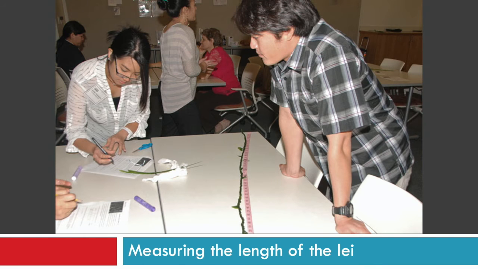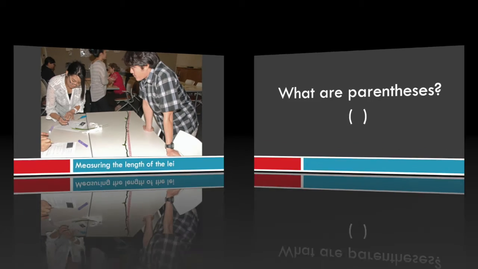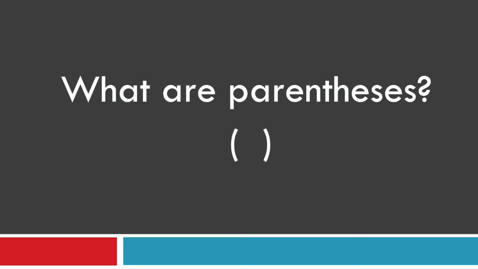Lastly, we had students measure the length of their lay and compared it to the length of the leaves that they started with so that we could make a comparison and calculate how much length was lost. To determine how much length was lost in making our lay, we need to know how to use parentheses.